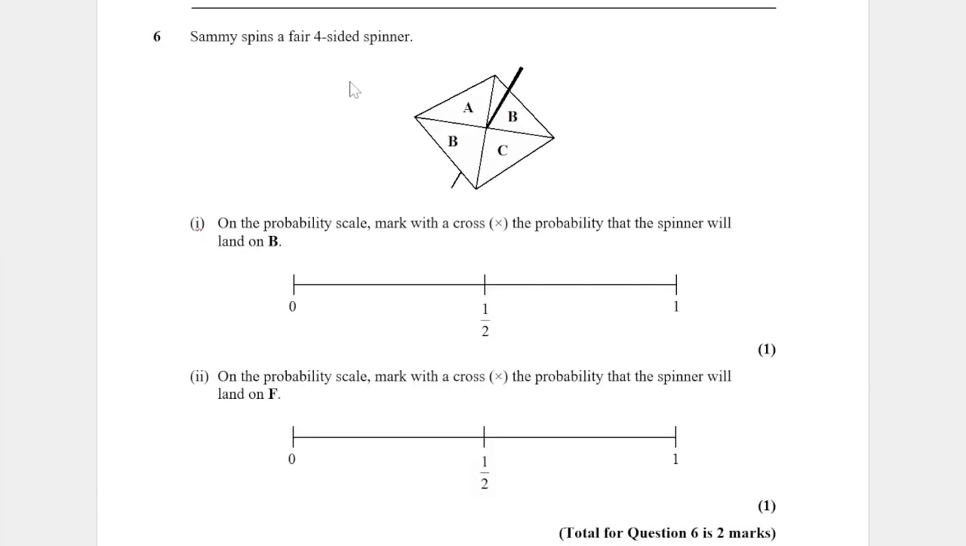Question 6 then. So on a probability scale, mark with a cross the probability that the spinner will land on a B. Well, half of the options are B, so it's going to just be a half. And then part B, on the probability scale, mark with a cross the probability that the spinner will land on an F. Well, we've got no F in our spinner, so there's 0 chance.